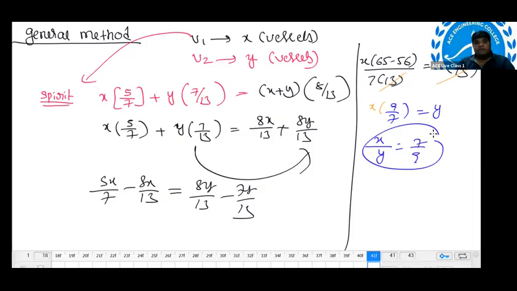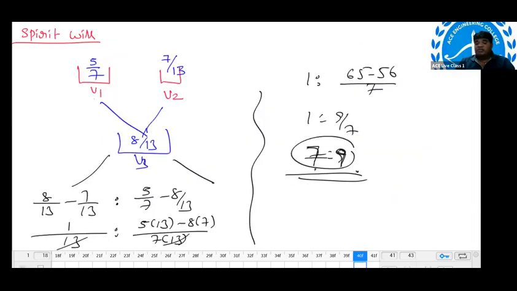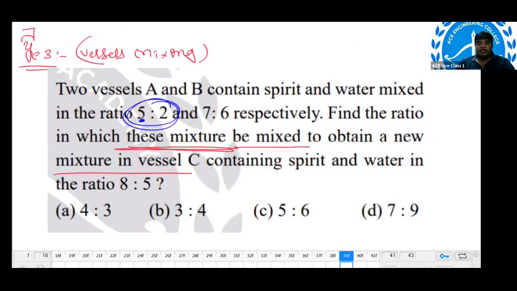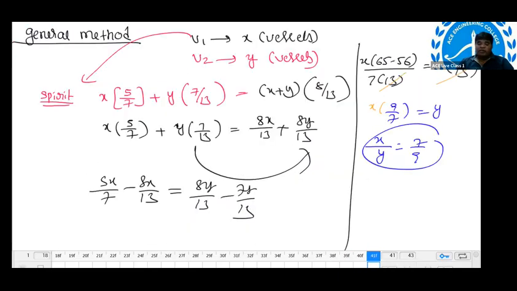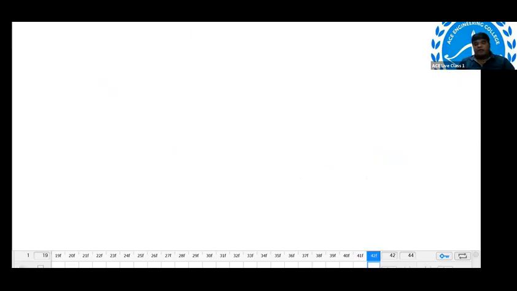Are you getting it now? Yes, sir. Completed this type of model, vessels mixing. The big vessel contains the small vessel container. Two vessels mixing, either spirit or water or anything, you can take any one variable, and with respect to one variable you get the answer. Theory 5 minutes, example 3 minutes.